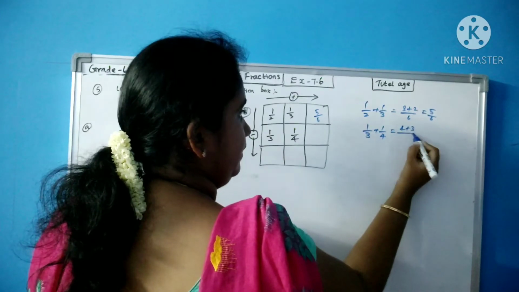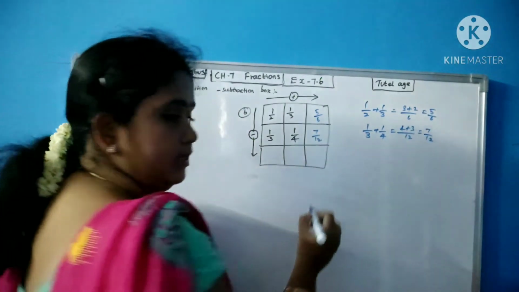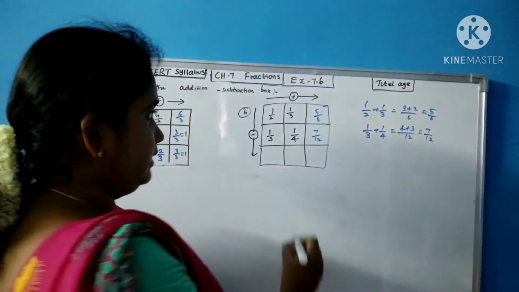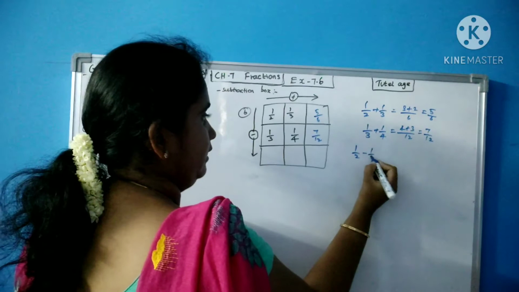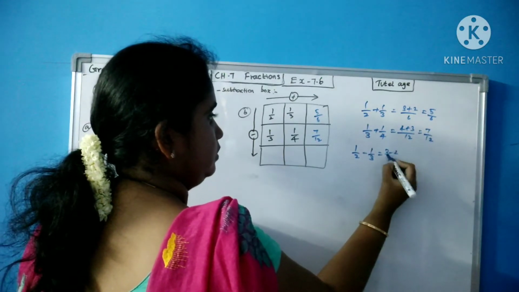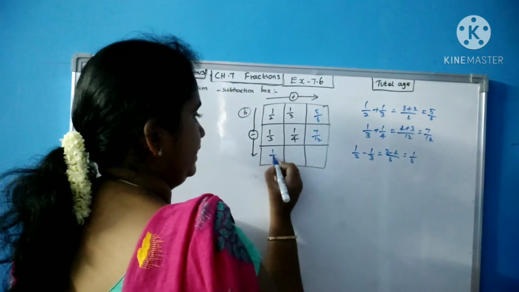4 plus 3/12, that is 7/12. 7/12 is your answer. Hope you understand. Next sum, 1 by 2 minus 1 by 3. That is 3 minus 2 by 6. 3 minus 2 is 1. 1 by 6 is your answer.